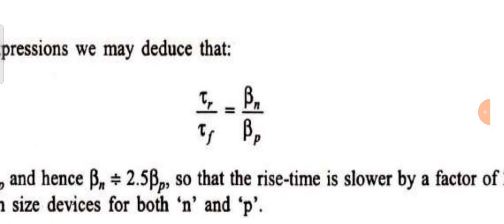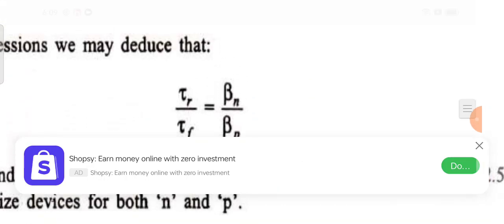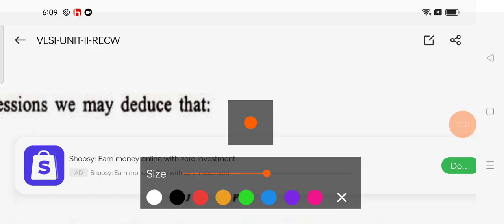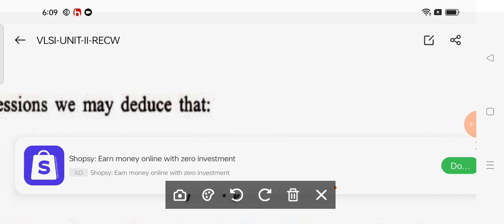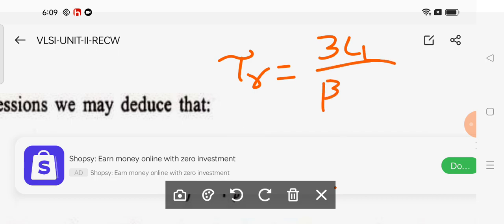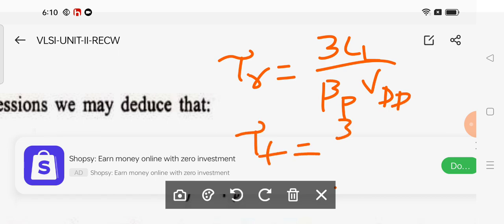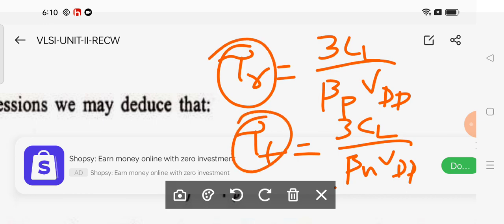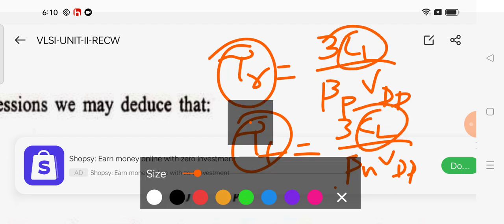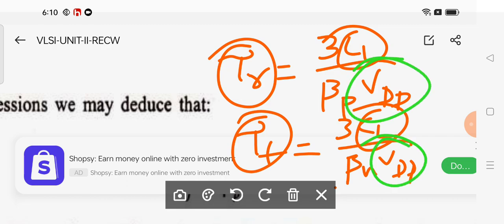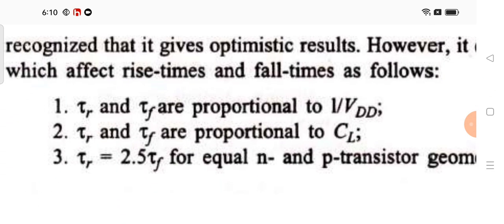And you can observe based on this expression, you are having one expression, that is tau R is equals to 3CL by beta P into VDD, and similarly tau F is equals to 3CL by beta n into VDD. That means either rise time or fall time are directly proportional to load capacitance, and inversely proportional to VDD. I hope that you are clear. This is a summary about that. You can consider this one.